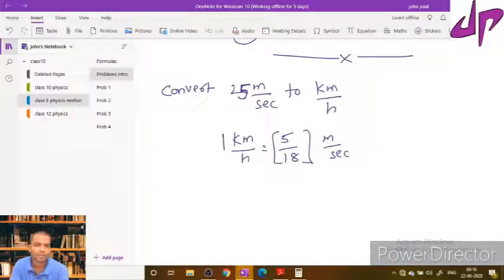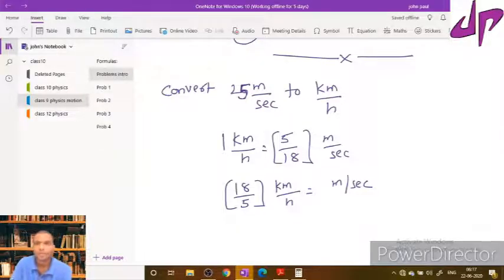Now if you can take this value to the other side, that will become 18 by 5 of kilometer per hour equal to meter per second. Now it became easy. If you are having value in terms of meter per second, to convert that to kilometer per hour, you need to multiply with 18 by 5. Repeating again, to convert the given value to kilometer per hour, you need to multiply with 18 by 5.